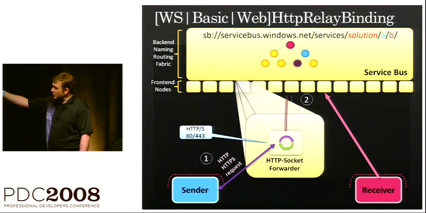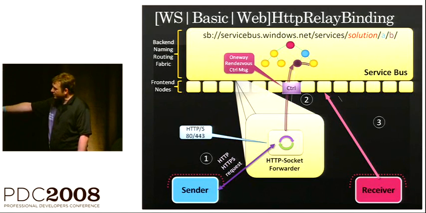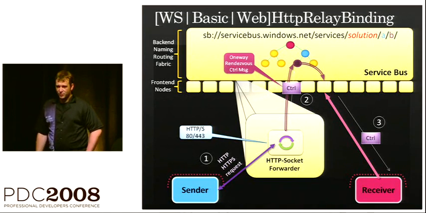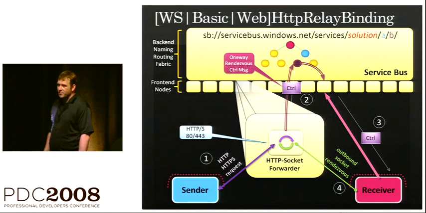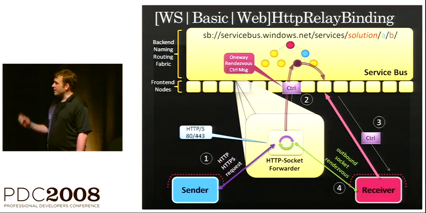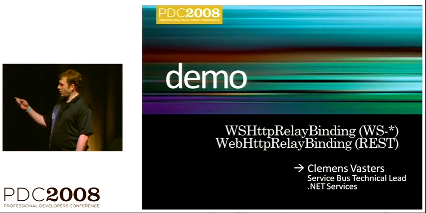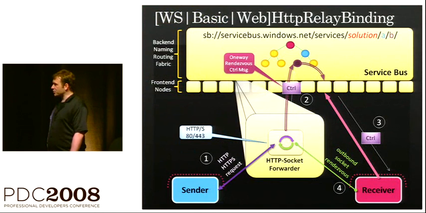We do the same dance as we do for NetTCP. We send a control message. That control message goes down to the receiver and says, hey, there's someone waiting for you with an HTTP request. We go and do a rendezvous connection up to that particular service. That's what your client does. And then that request actually goes through, and then you have an HTTP request going on.